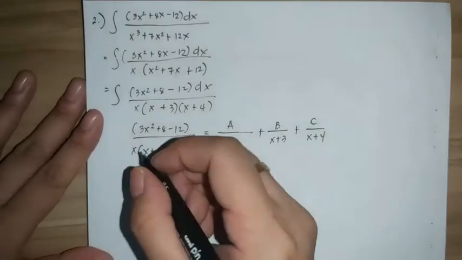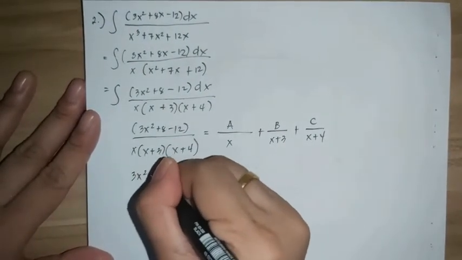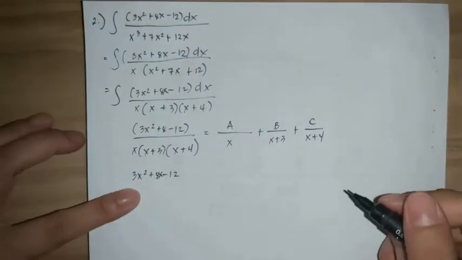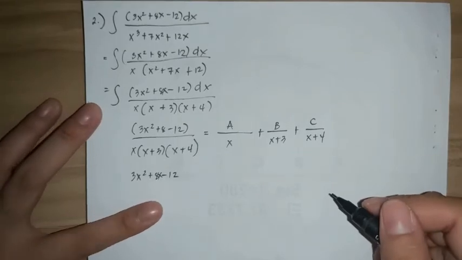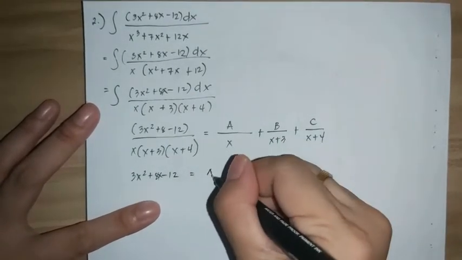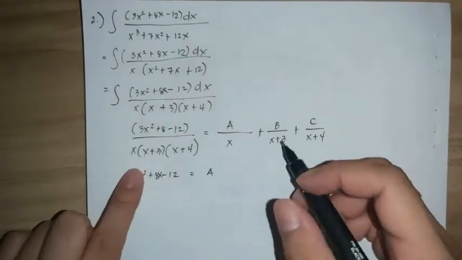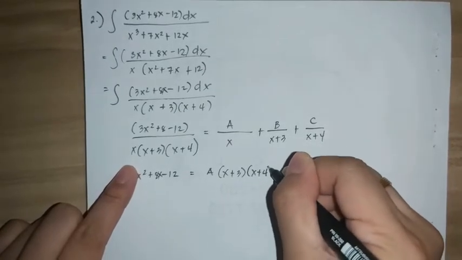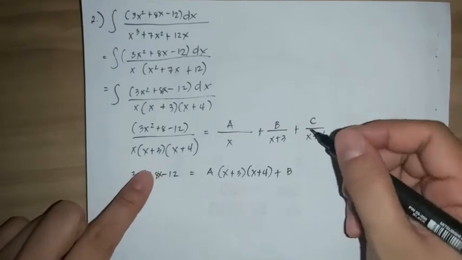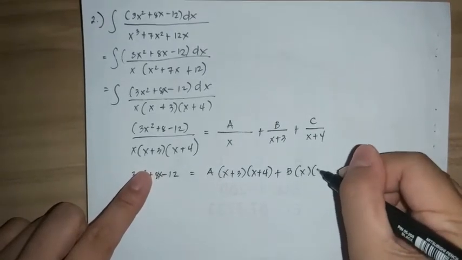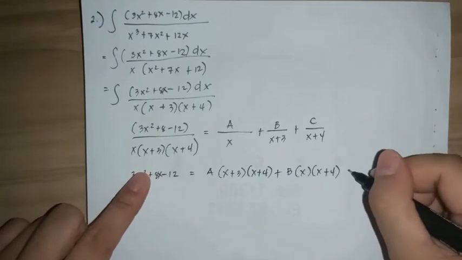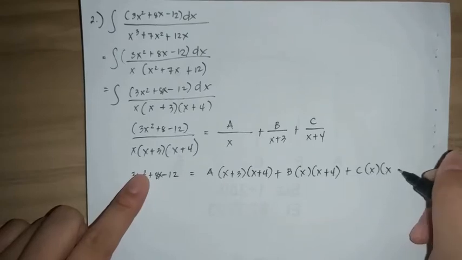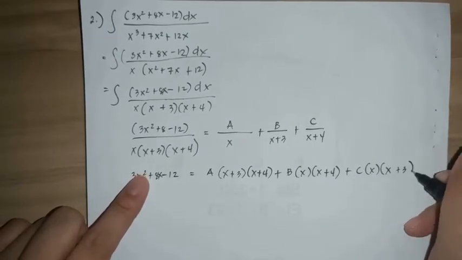Now, we do cross multiplication. So we have 3x squared plus 8x minus 12, sorry, that's 8x. And this is equal to a, so you do cross multiplication, cancel x, so it is x plus 3 times x plus 4, plus b, cancel x plus 3, so we have x times x plus 4, plus c, cancel x plus 4, so it is x times x plus 3.